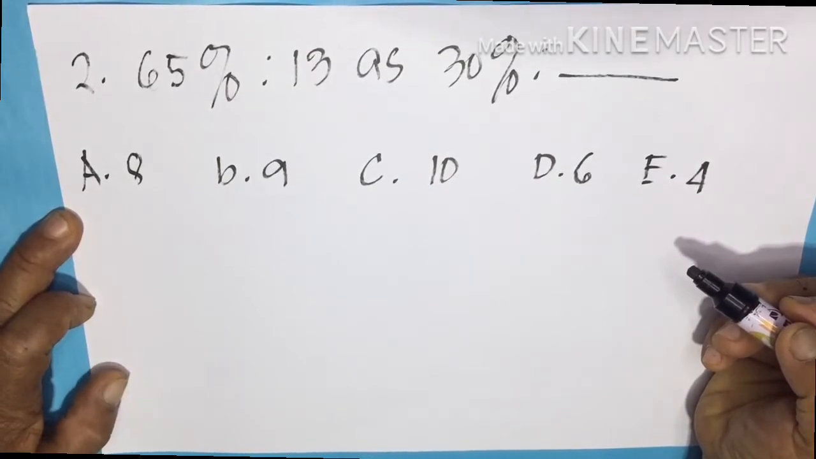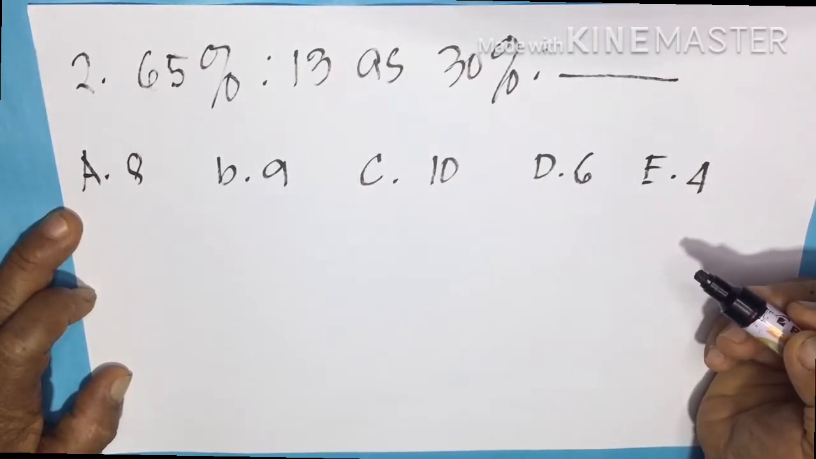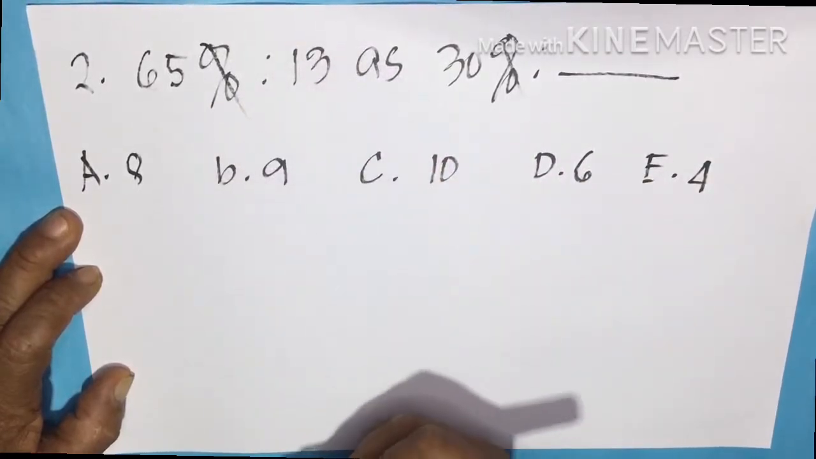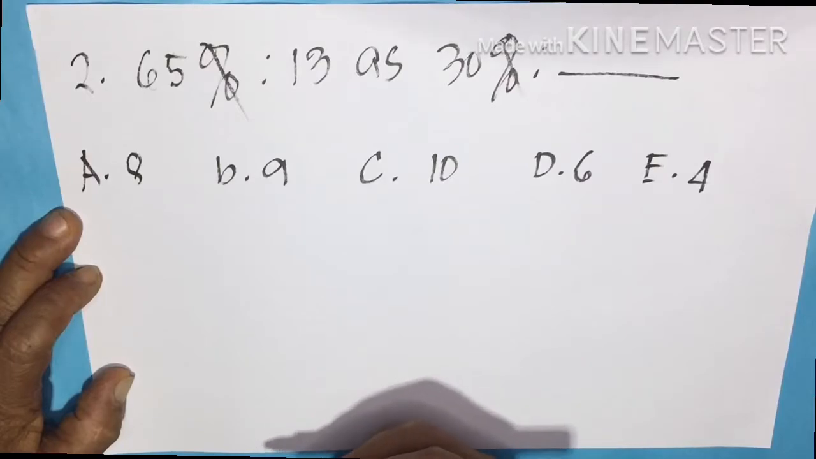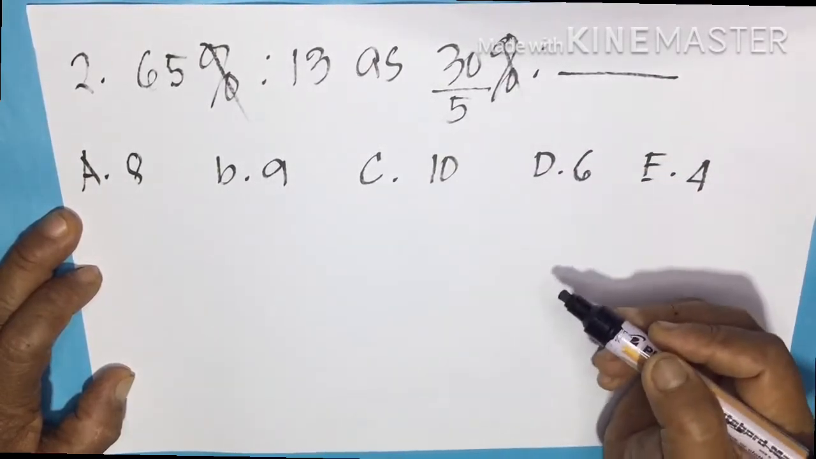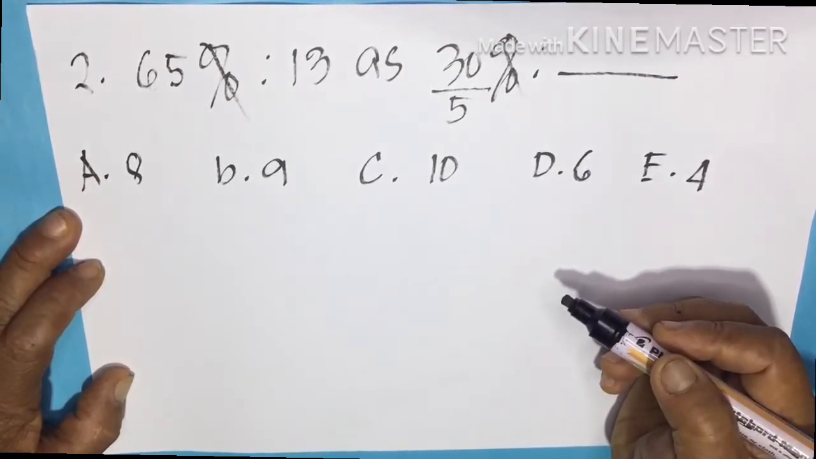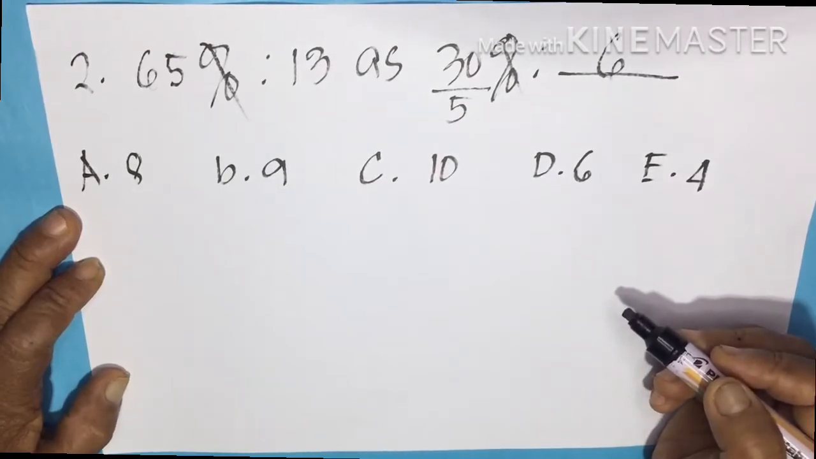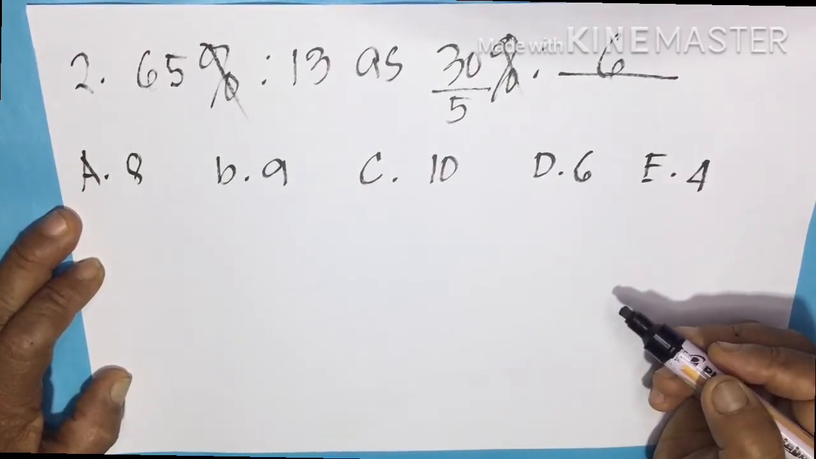So you have to examine the given numbers. Since there is a percentage sign, you are going to cancel the percentage. Then you have to find a number that can divide 30. 30 can be divided by 5. So 30 divided by 5, that is 6. You get the answer of 6, which is option letter D.